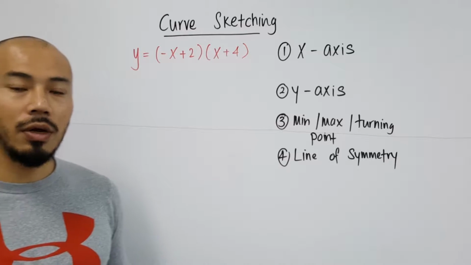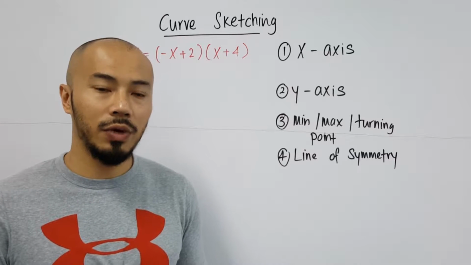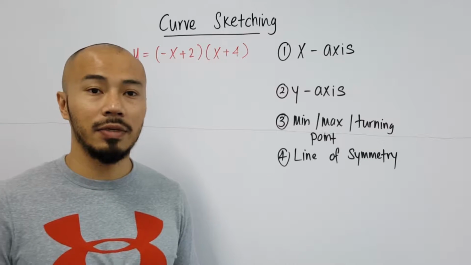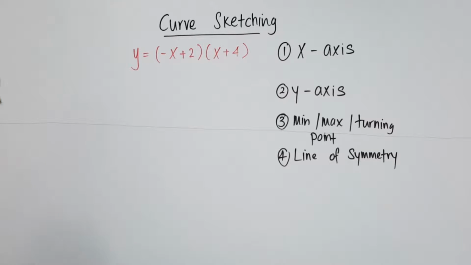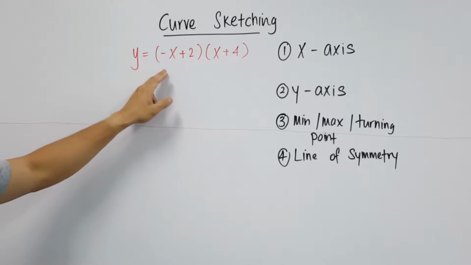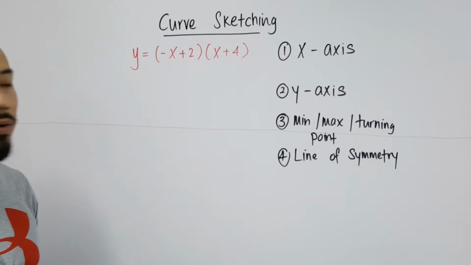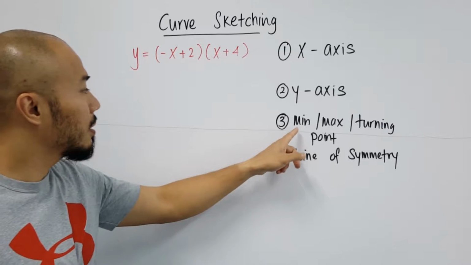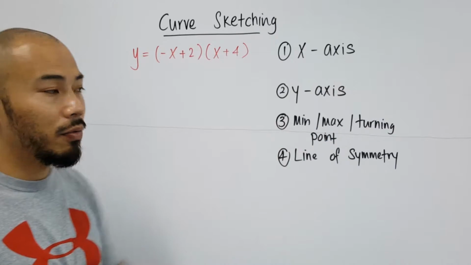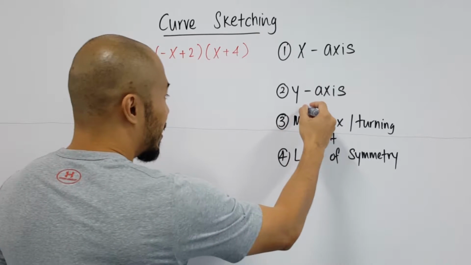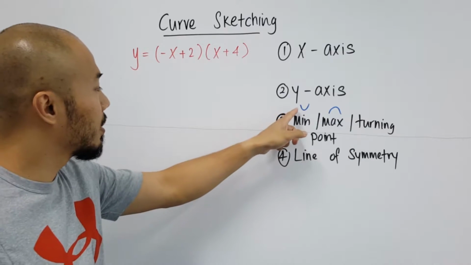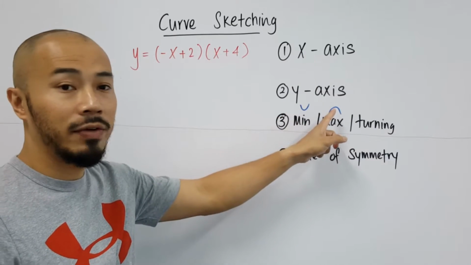So I will be going through one question and we will go through all these 4 steps in the curve sketching. Alright? So we have this question, y equals minus (x plus 2)(x plus 4). The first thing that we want to determine is whether this is a minimum or maximum point, whether it is a smiley curve or a sad curve. Okay, a smiley face or a sad face.